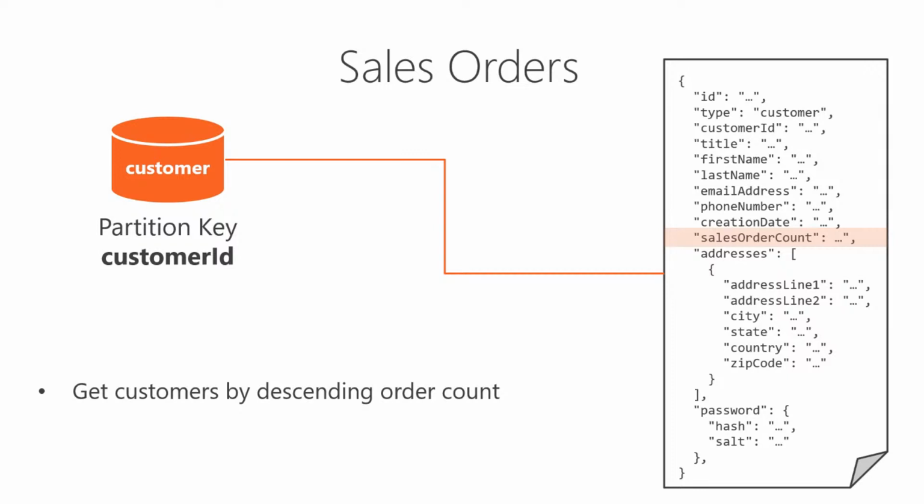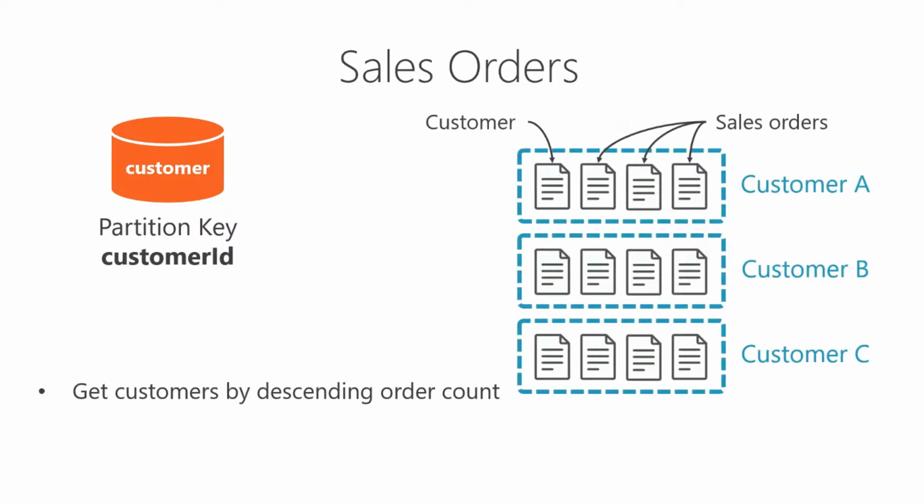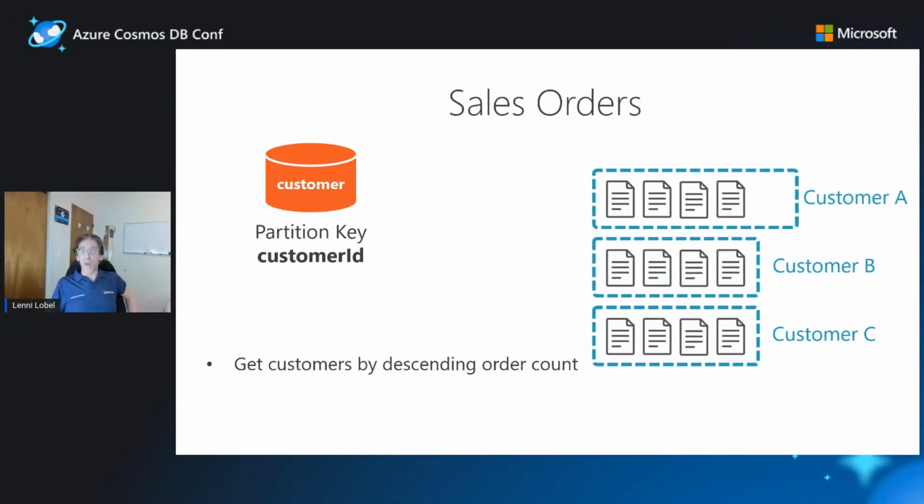We'll throw in a new property called sales order count. And we're going to duplicate the count. So if there are three sales order documents here for this customer, then the number 3 will be stored in the customer document as well. And that means that if I want to add a new sales order for customer A, I also need to update that customer document to increment the sales order count.